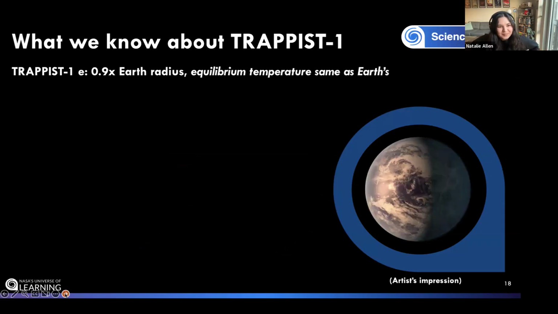Next slide. So now we get to TRAPPIST-1e, which is my personal favorite planet in the TRAPPIST-1 system. It's about 90% the size of Earth, but very excitingly, it has essentially the same equilibrium temperature as Earth, which is very cool. Next slide.